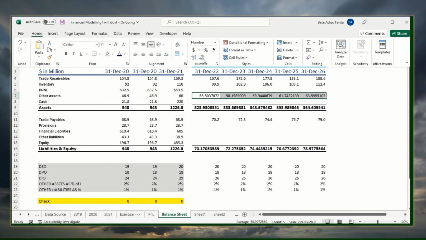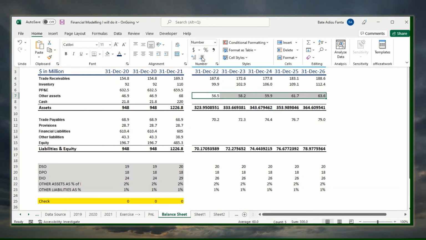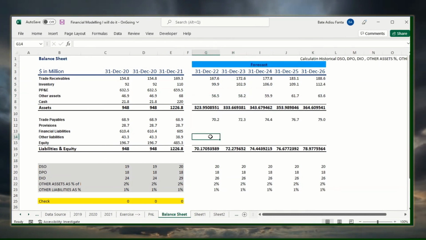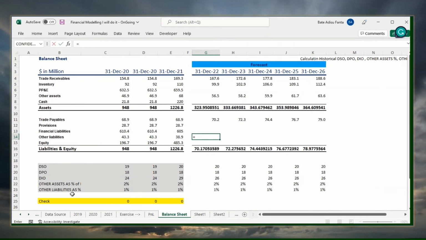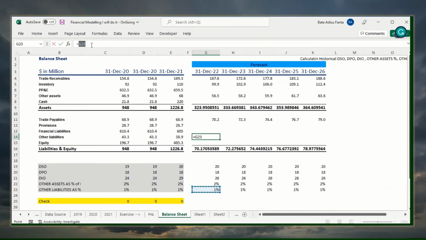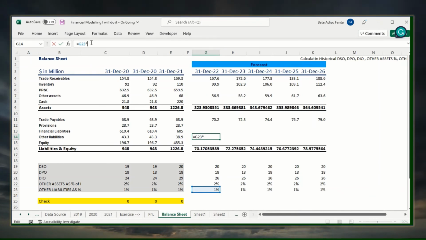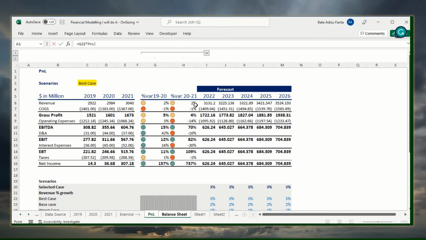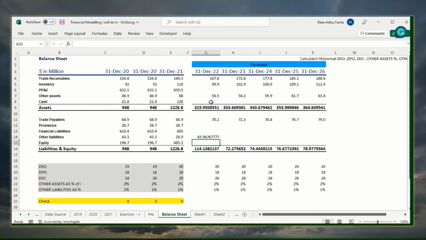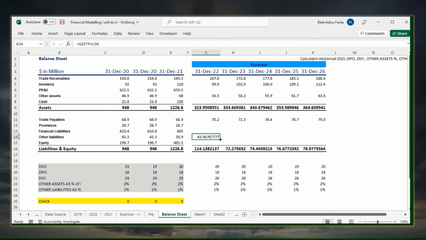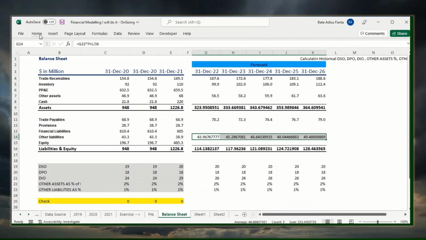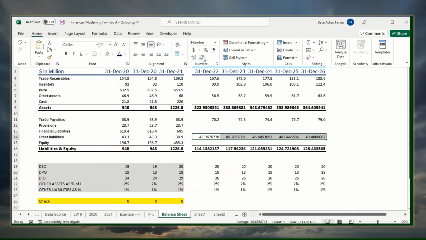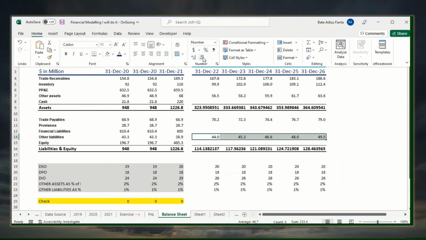So we can do the same thing for other liabilities here. Equal, the total percentage for other liabilities, this one, the projected percentage growth. So I go for revenue, which is this one for 2022. Just drag it to the right for other years, and that's it.